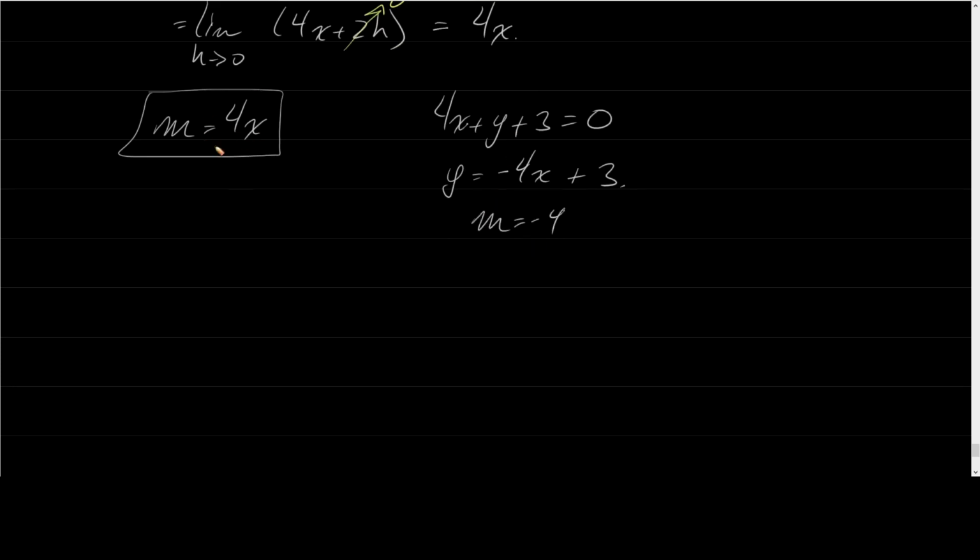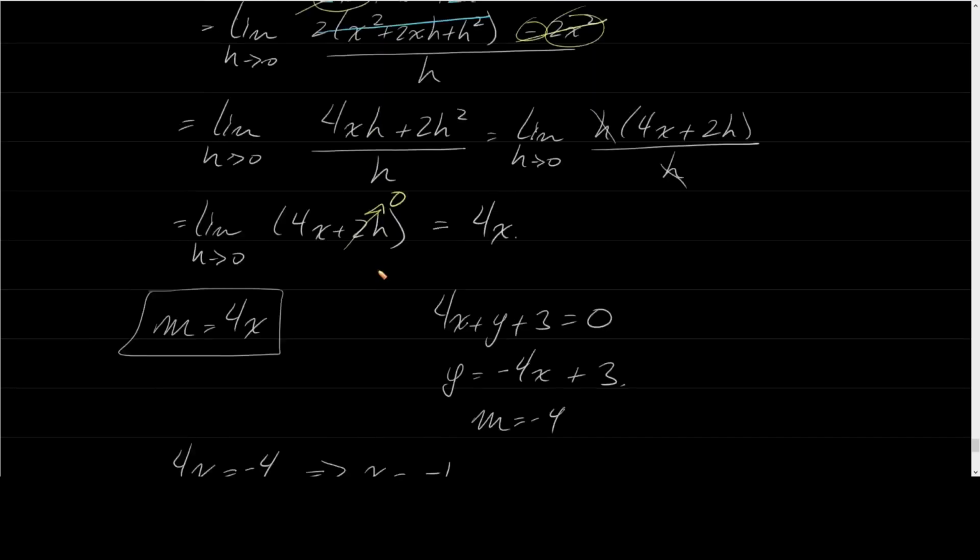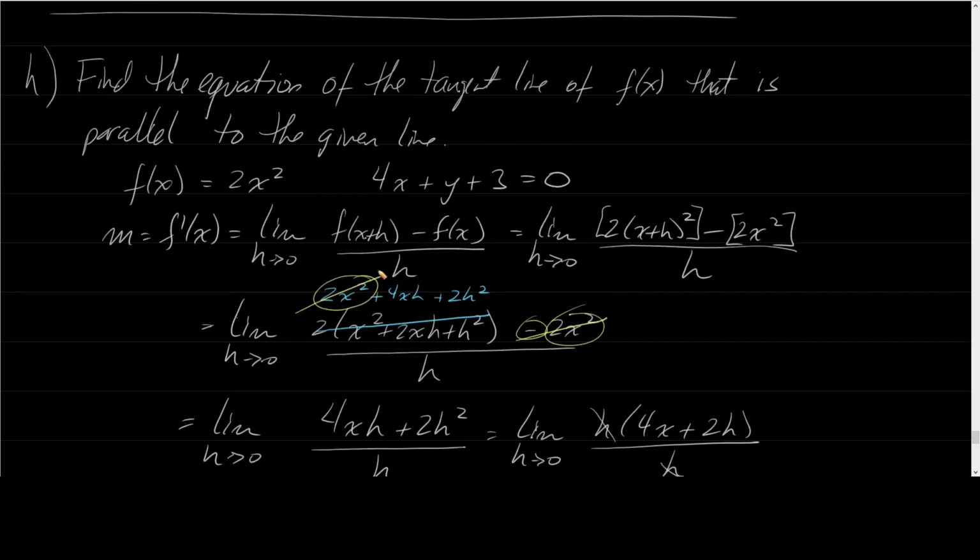Over here, I had that the slope was 4x. So if I set 4x equal to negative 4, this tells me that x is equal to negative 1, right? And if x is equal to negative 1, that's going to imply the point that we're talking about, right? We need to figure out what point it is, because we need a slope and a point.